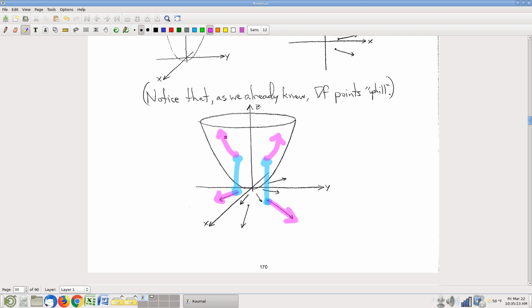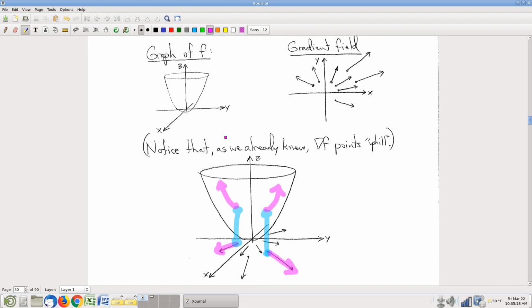Okay, you had a question, I'm sorry. I just wanted to make sure I was interpreting that right. So you're saying that a vector field can be represented by a gradient?